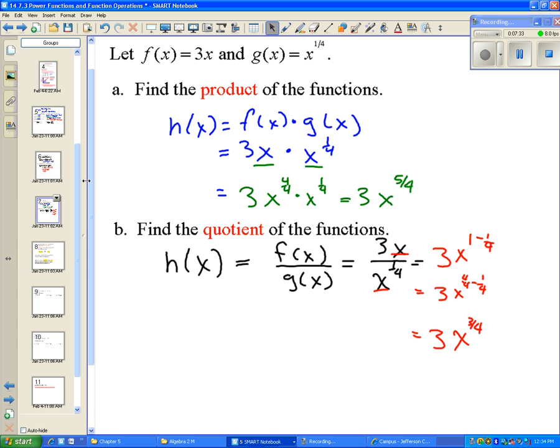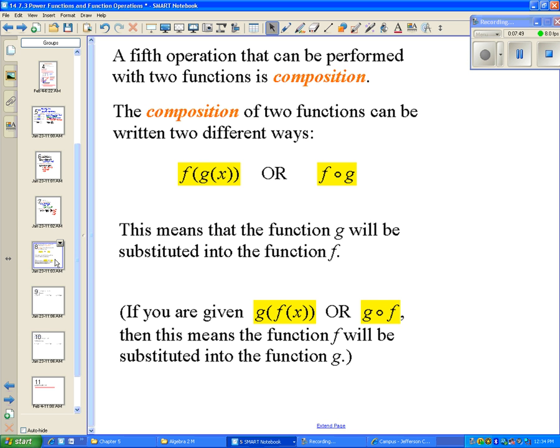So I've added my functions, I've subtracted my functions, I've multiplied and divided my functions. And all my functions have been powers. I had exponents that were powers. What do I do next? Well, there's something else that I can do, and that's called composition. A fifth operation that can be performed with two functions is the composition of those two functions.